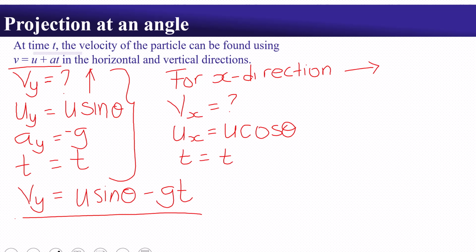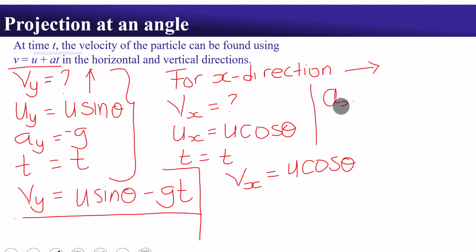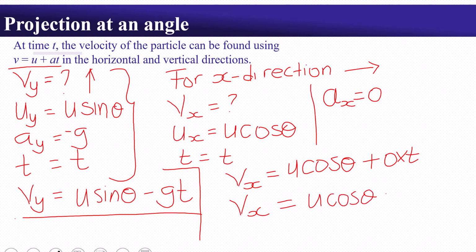So if I substitute into the first equation of motion, I will have v in the x equal to u. Our u is u cos of theta, and then actually I forgot the acceleration. Acceleration in the x will always equal 0. So we say plus 0 times t. So v in the x will always be equal to u cos of theta. And that's the equation you'll always use to calculate velocity at any time t in the x direction.